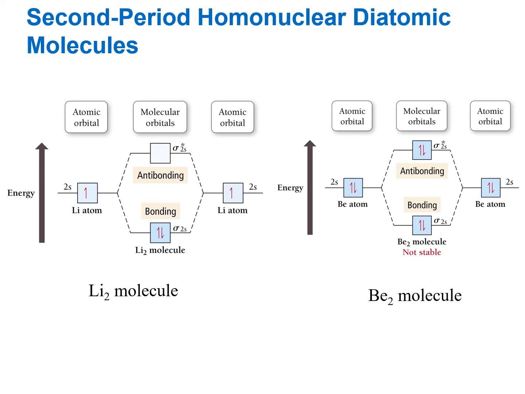The same thing is true for beryllium. If we look at beryllium, who's the neighbor right next door to lithium, we're going to be looking at a 2s and a 2s, and a sigma 2s and an anti-sigma 2s.